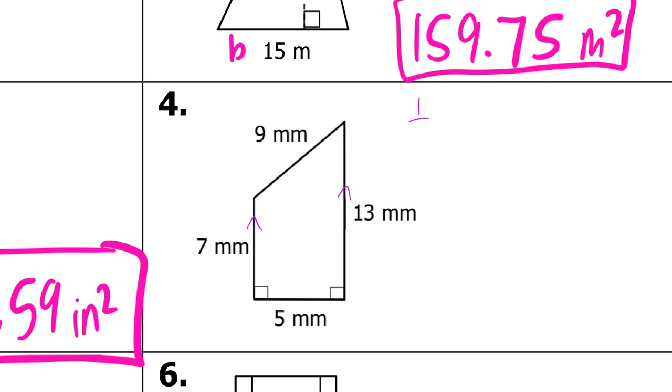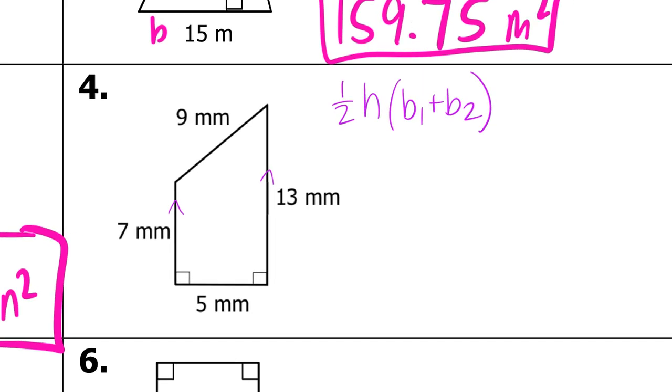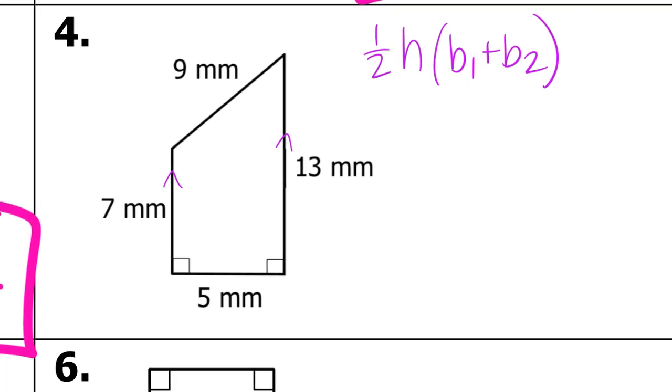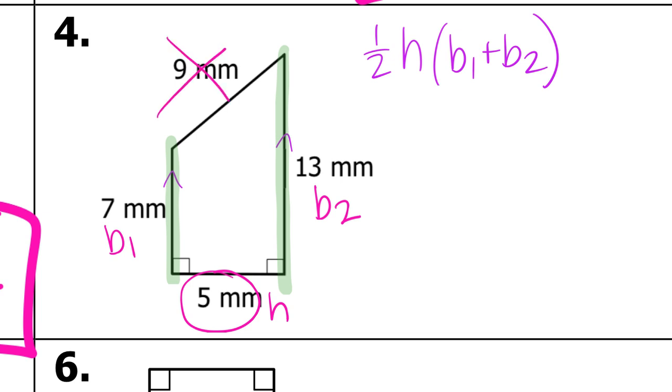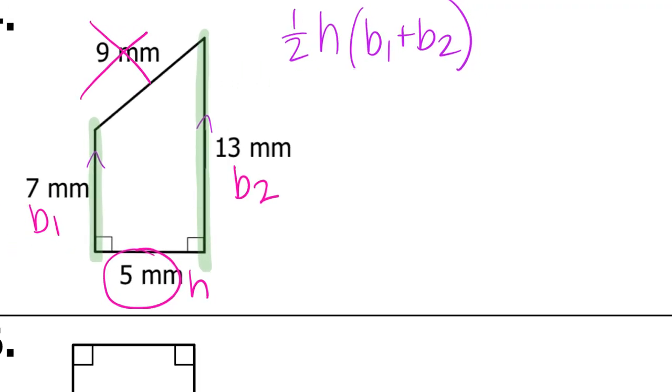And the formula for a trapezoid is 1/2 of the height times base 1 plus base 2. So the height of a trapezoid, that's always going to be perpendicular to the bases. So in this trapezoid, the bases are 7 and 13. The bases are always the parallel sides, which means the height would be this 5 right here. That's the height. We could call this one base 1, this one base 2, which means we're not actually using that 9 at all. You're not going to use that at all to find the area.